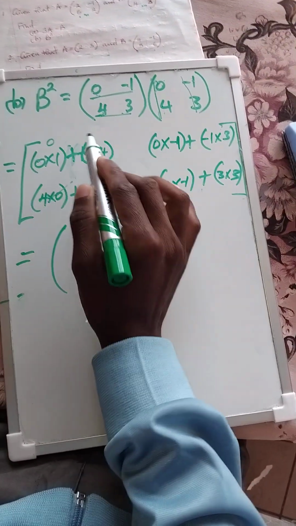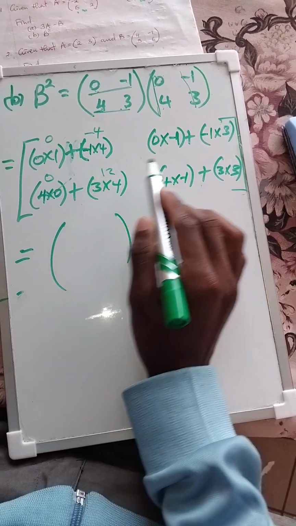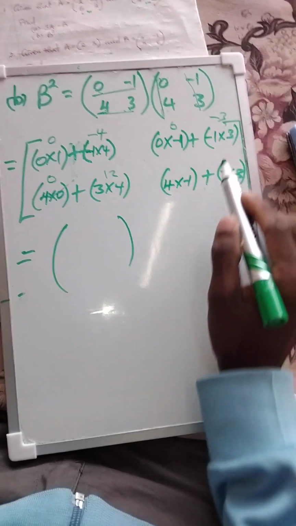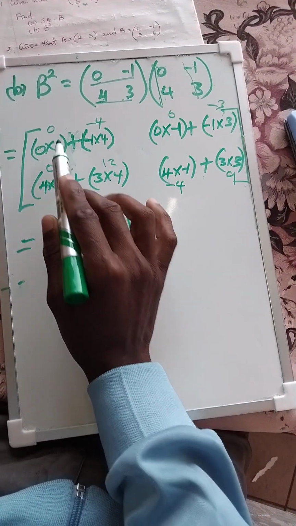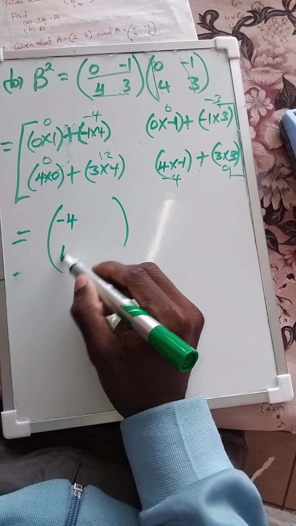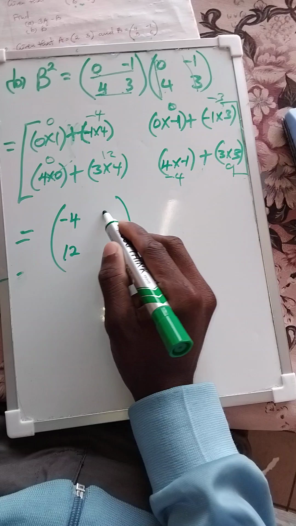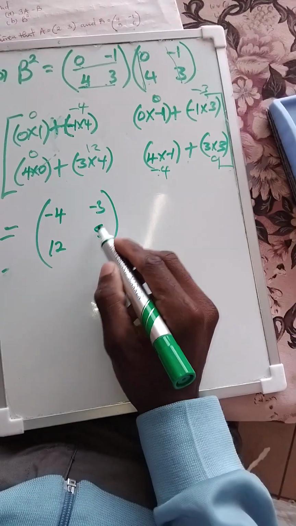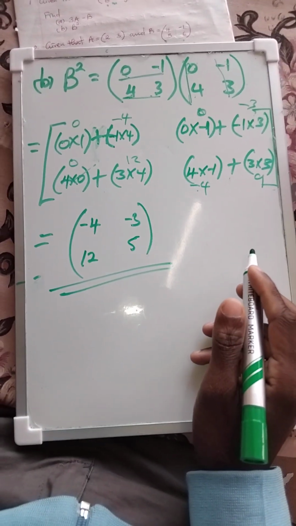So here it is 0, -4, 0, 12, 0, -3, 9, -4. So 0 plus -4 is -4, 0 plus 12 is 12, 0 plus -3 is -3, -4 plus 9 is 5. So this is a 2 by 2 matrix.